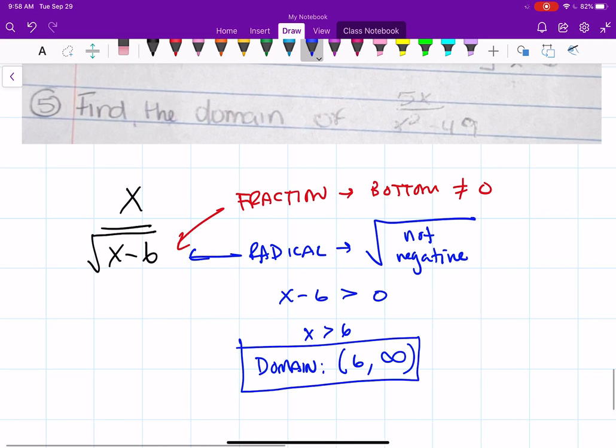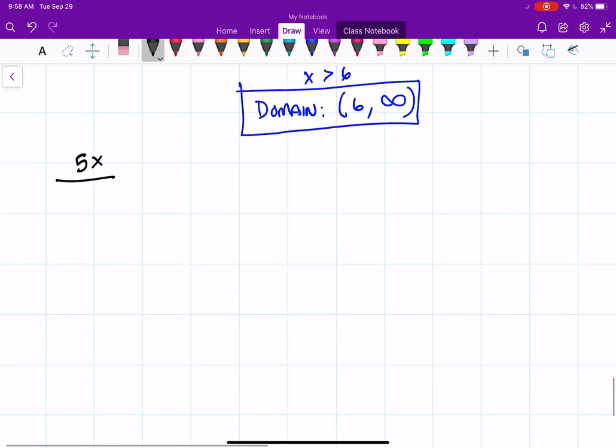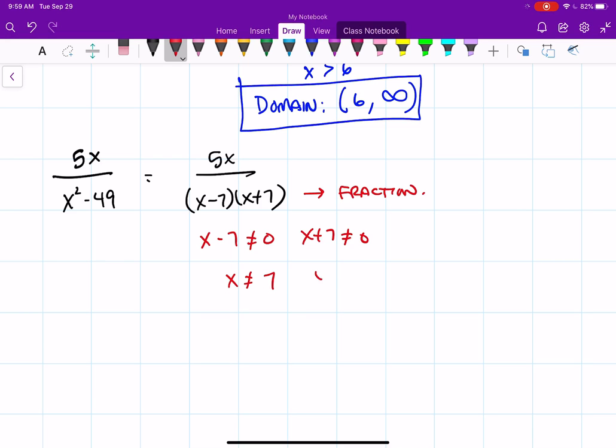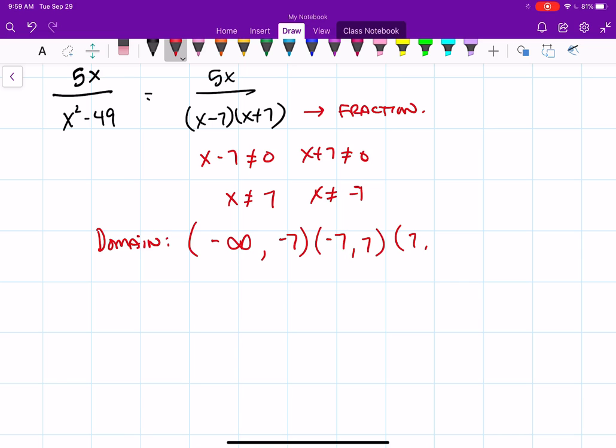Okay? Your other one is a little bit easier. So I have 5x over x squared minus 49. You did this in intermediate algebra. You factored x minus 7, x plus 7, right? So that's the denominator, again a fraction, so the denominator can't be 0. So x minus 7 cannot be 0, and x plus 7 cannot be 0. So x cannot be 7, and x cannot be negative 7. But it can be anything else. So my domain here would be from negative infinity to negative 7, from negative 7 to 7, and then from 7 to infinity.